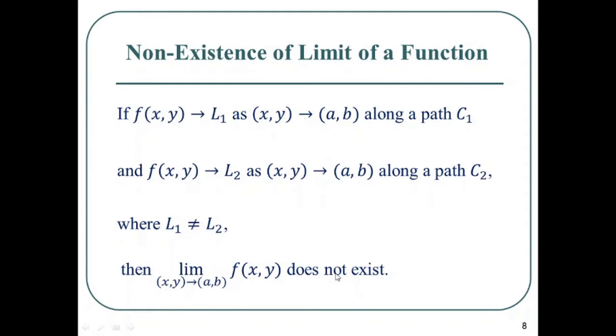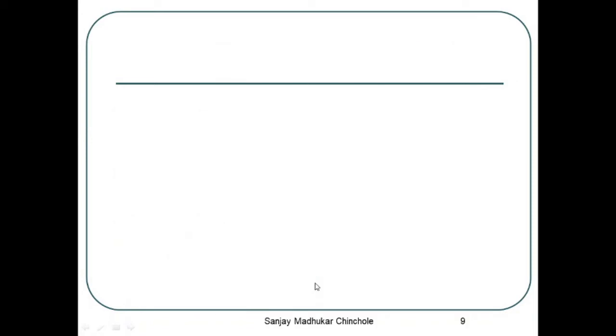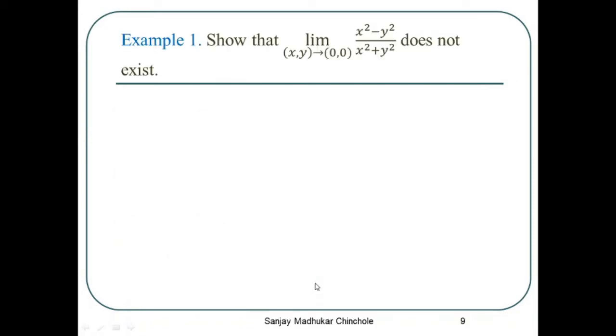The reason behind it is that whenever a limit exists, it should be unique. Here, along different paths with the same limiting process (x, y) approaches (a, b), f(x, y) approaches different points, and therefore in this case we can say that the limit of f(x, y) as (x, y) approaches (a, b) does not exist. Example 1. Show that limit of (x squared minus y squared) upon (x squared plus y squared) as (x, y) approaches the origin (0, 0) does not exist.